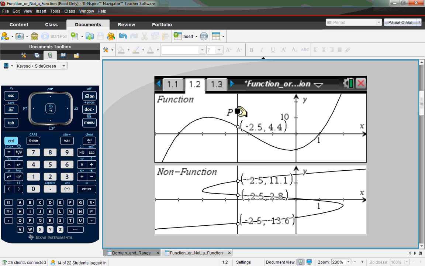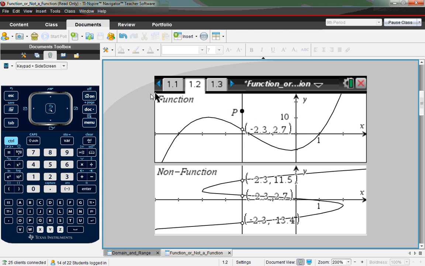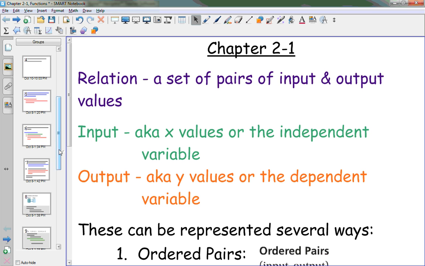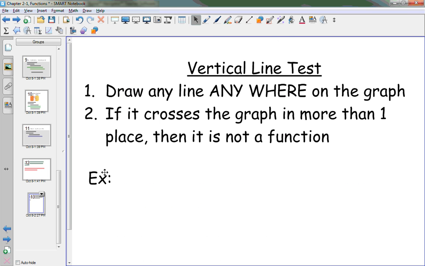So, with that said, the vertical line test that you all are going to be talking about: draw any line anywhere on the graph. If it crosses the graph in more than 1 spot, then it is not going to be a function. Do we understand that? For example, let me pass these notes out to you guys so you have them. I'm going to be doing these notes a little bit out of order, so you need to get the back side of the notes.